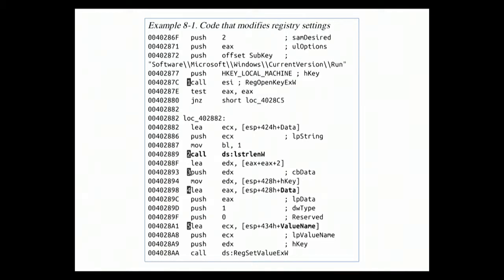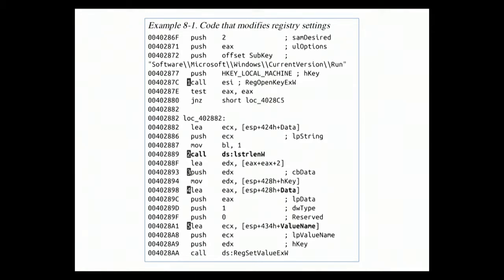It will call open the key here, then it will call some other function here that does string length, then push something, load effective address of something, load the effective address of that and push it. Now this is all how function calls are. You're pushing a bunch of junk on the stack with all these pushes. Those are all the parameters for one of these API calls. And eventually at the end there will be, and that's it, the RegSetValue.